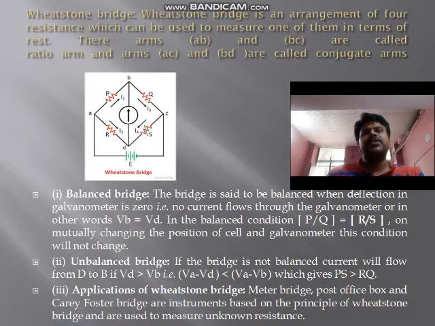Unbalanced bridge is considered if the potential difference between B and D exists. That is, the potential at junction D is greater than potential at junction B. Also, we can conclude that VA minus VD is less than VA minus VB, which gives P into S is greater than R into Q.